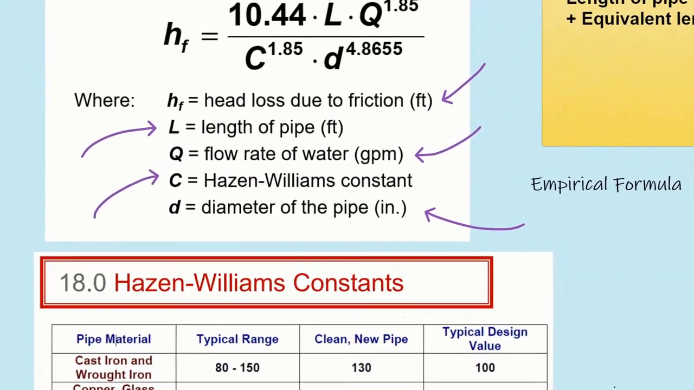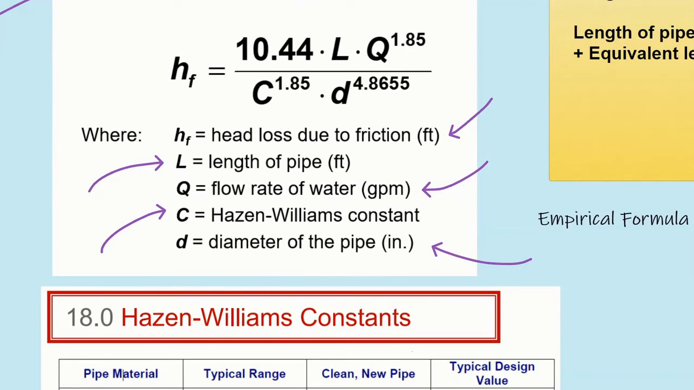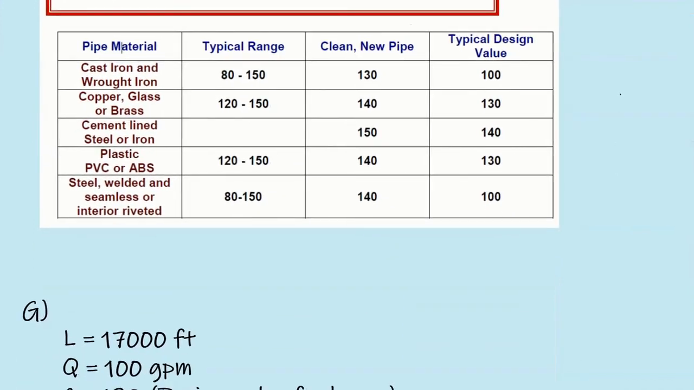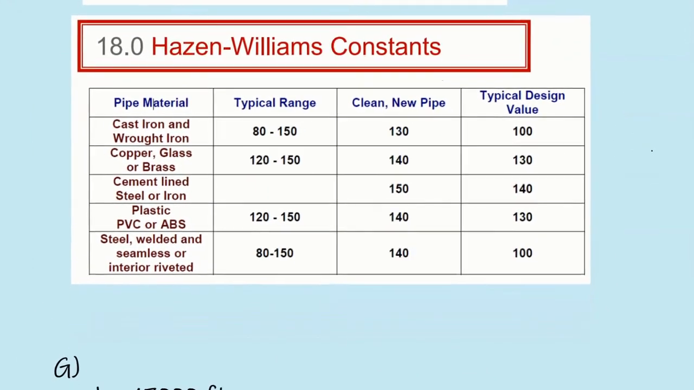Okay, so let's take a look at the constants. I want you to notice where that constant goes. It's in the denominator. So that means if you increase this, you decrease the head loss due to friction. So higher is better in terms of what we're seeing here. And if it's lower, that means it's going to result in a higher loss due to friction. So low is bad, high is good.